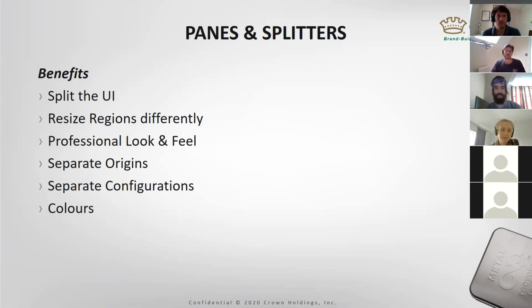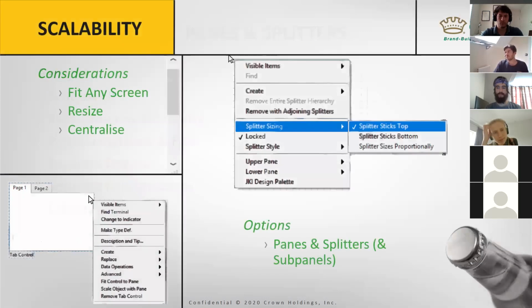Going back to tab controls, you can resize or change everything, but it's quite difficult to get different parts to resize in different ways. You can separate out the origins, which is useful for centralizing things and moving things around on the front screen. You can have different configurations for different parts, like the configurable layout that you saw, and you can change different colors and have them change nicely between the different parts of your screen. So you can have different color layouts if you like.